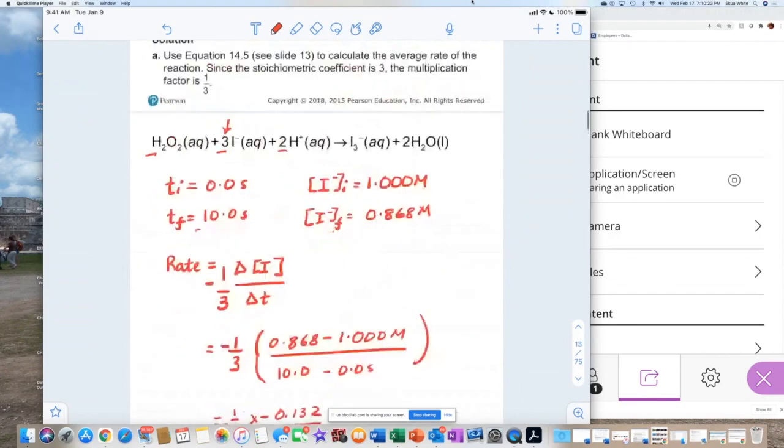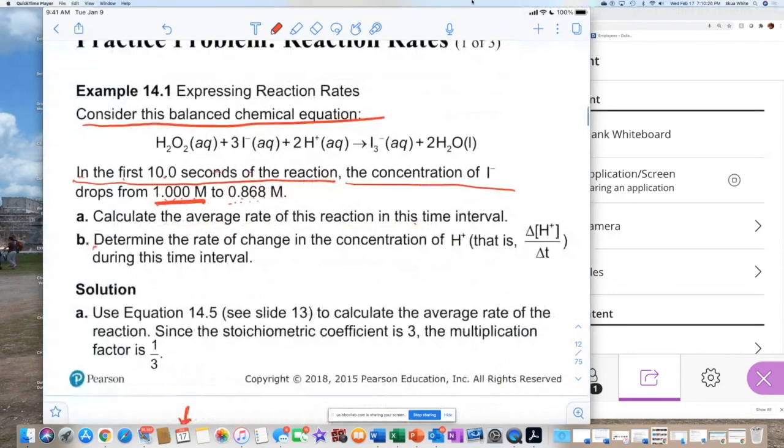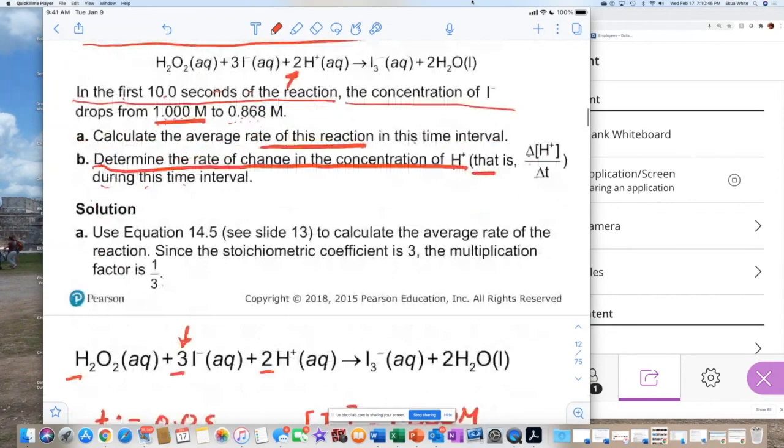Okay, so with this question here, the second one, determine the rate of change in the concentration of H+. So we are trying to find H+ alone, not the whole reaction. Here it was the whole reaction. Here it's H+ alone. So H+ is a reactant, so we know it's going to decrease with time, right? They tell you that is delta [H+] over delta t during this time interval.